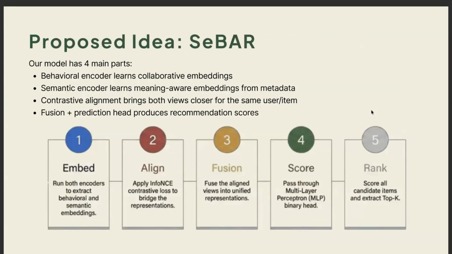Here is our solution, SeBaR, where we combine both behavioral and semantic information in a structured way. The model has four main components. First, we learn embeddings from user interactions using a behavioral encoder. Then we learn embeddings from metadata using a semantic encoder. After that, we align these two representations using contrastive learning. And finally, we combine everything and predict whether a user will like an item or not. The key idea here is not just combining, but actually aligning the two views.